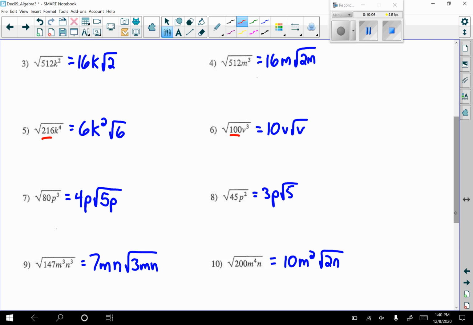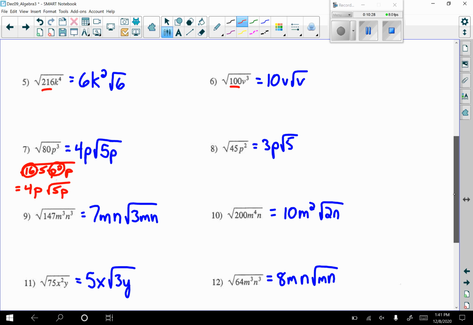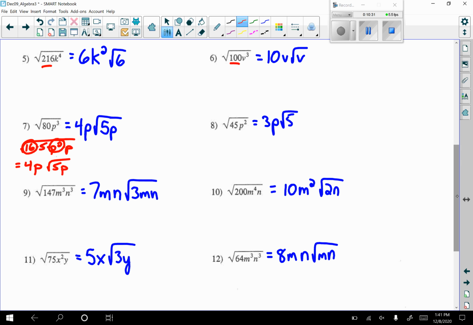Number 7, it's always hidden though, but 80 is 4 times 20, but 20 still has another 4 in it, so it's actually 16 times 5, and then we would have p squared times p. So I'd circle the 16, so that would come out as a 4. Circle the p squared, so that'll come out as a p, and what's left underneath is 5p. Number 12, 64, we would just leave it again because 64 is a perfect square.